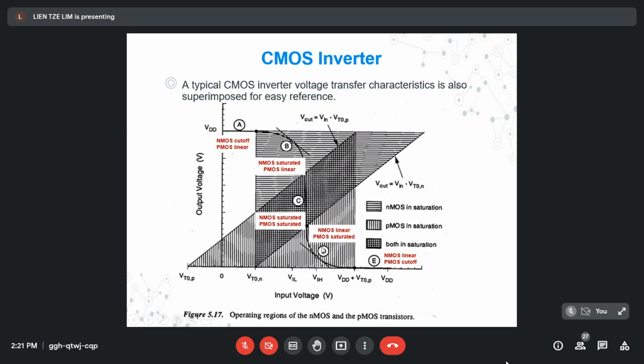Then you see point D here. Point D is where the input voltage is VIH, and the NMOS now starts to operate in linear mode while the PMOS is saturated. Then at E, the NMOS is linear and the PMOS is cut off. So this is how we should understand the VTC. It shows all the operating modes for all the transistors.